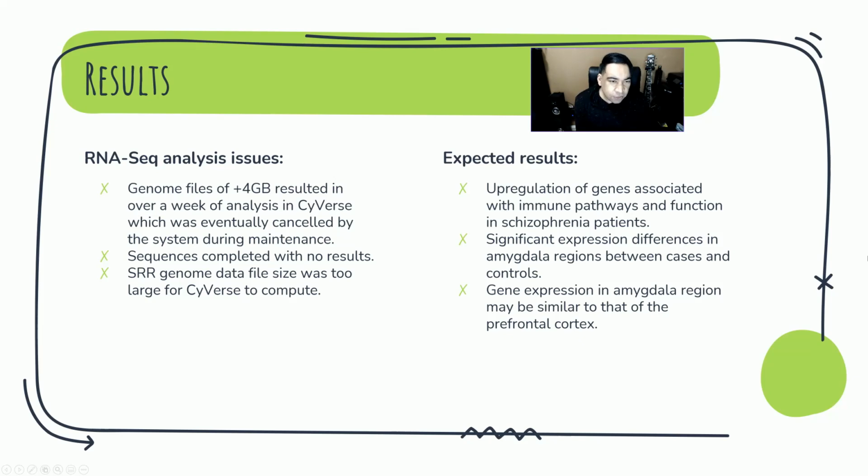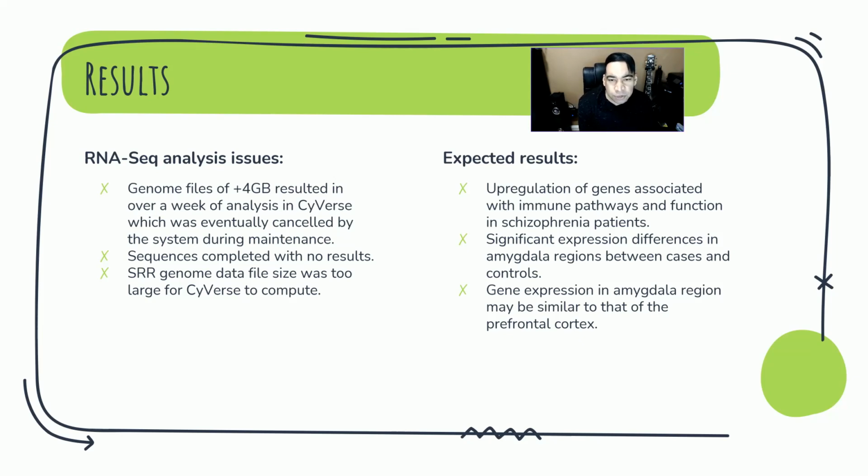Unfortunately, CyVerse was not able to analyze our data. We used data from the NCBI. It was from the amygdala of schizophrenia patients, and the file sizes were pretty large, somewhere between 4 gigabytes and 7 gigabytes. And we think CyVerse may have had issues computing that large of a file.